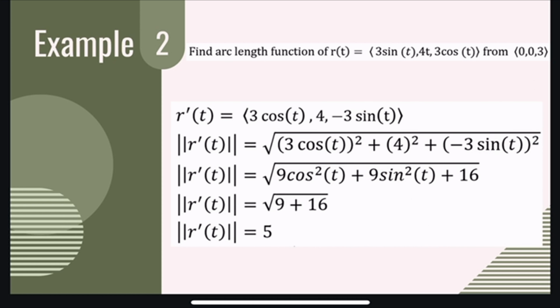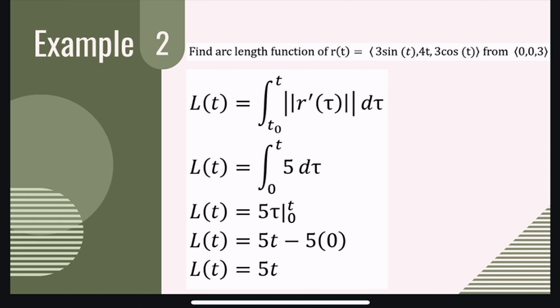And then after finding t0, we can now differentiate the function. Differentiating 3 sin t, we get 3 cos t. 4t, we get 4. Differentiating 3 cos t, we get negative 3 sin t. After that, we just need to find the magnitude as shown in the solution given, and the magnitude we get for the function is 5.